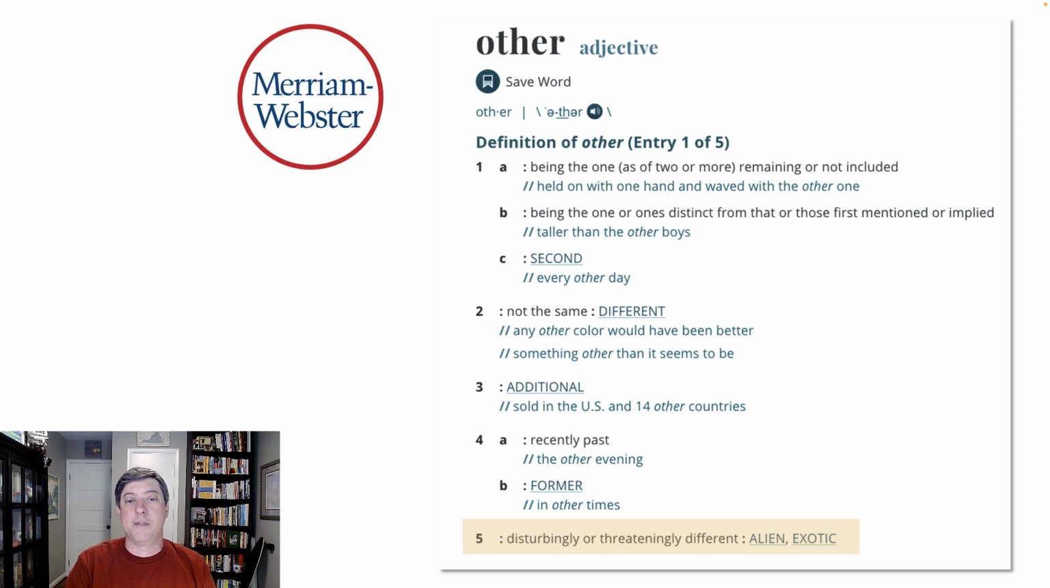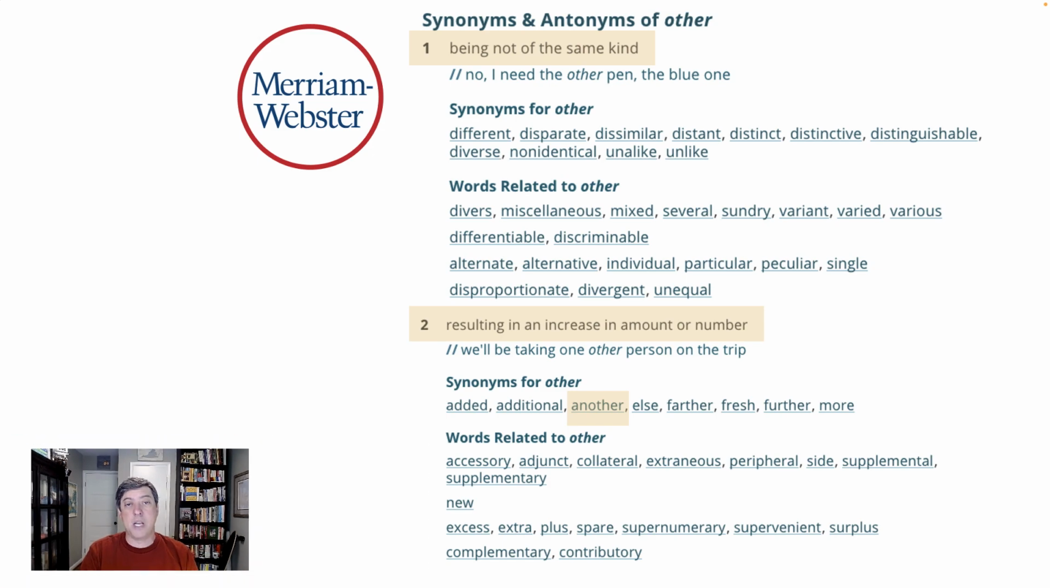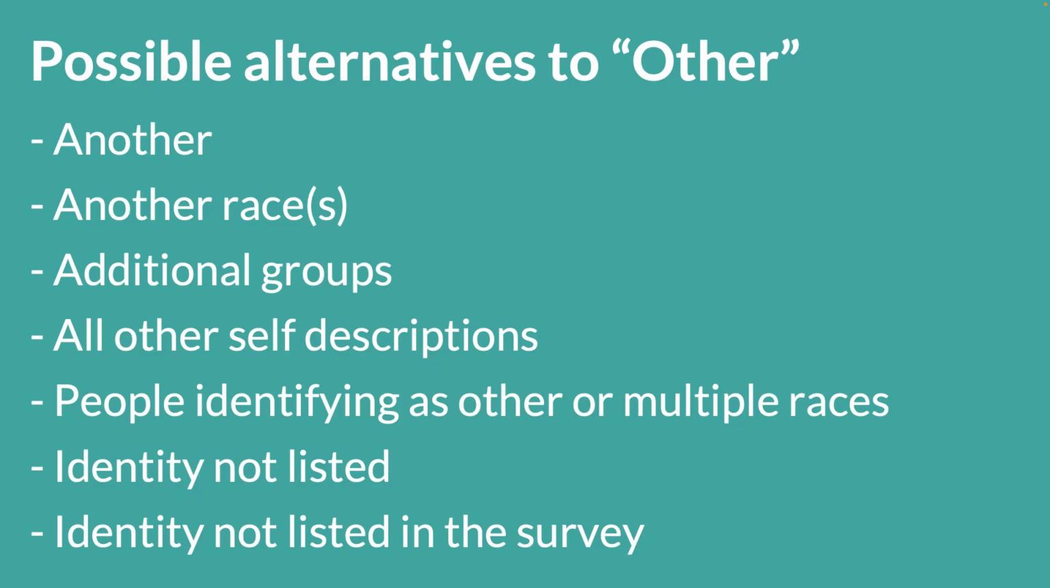So what are some alternatives we could use? Well, some folks we spoke to suggested the word "another." Now, the grammar doesn't quite match up, but I think we could all get over that. But we also think there are some additional alternatives that we could consider. So here are some alternatives that we propose. Again, these are not rules, these are not guidelines. These are just things to consider, to put into the hopper as you're working with your data. Another race or races, additional groups, all other self-descriptions, people identifying as other or multiple races, identity not listed, and identity not listed in the survey.